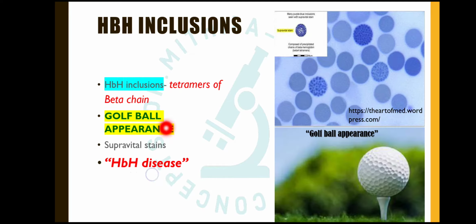They lead to the formation of this HbH inclusion. Now another important MCQ is that it has a golf ball like appearance, and this is stained by the supravital stains. So this is important that these are the precipitated beta 4 chains and they are demonstrated by the supravital stain. This is the HbH inclusion. They have a golf ball appearance.